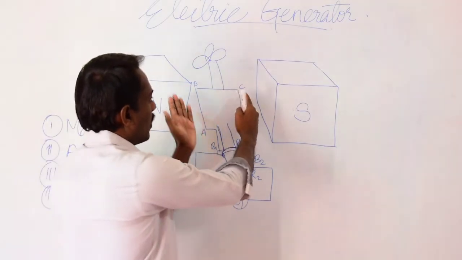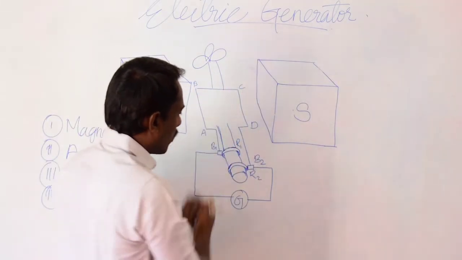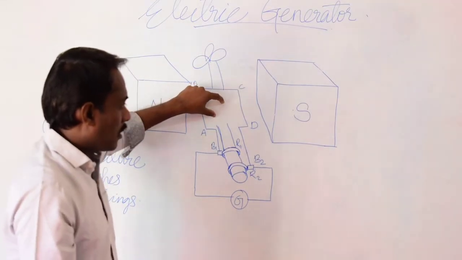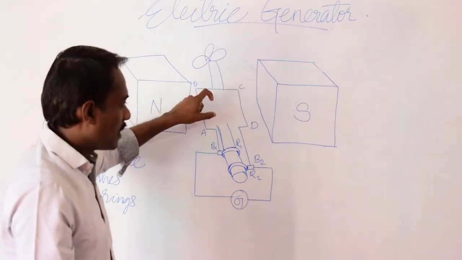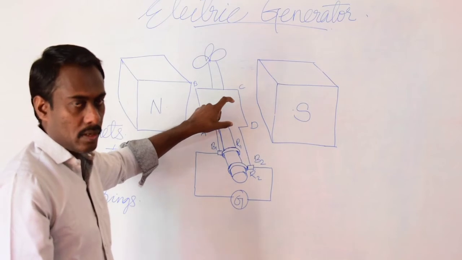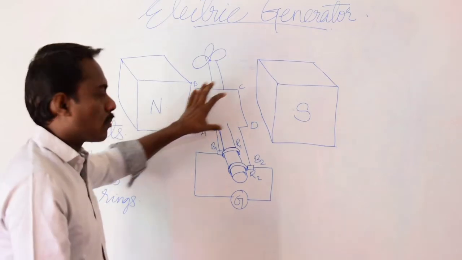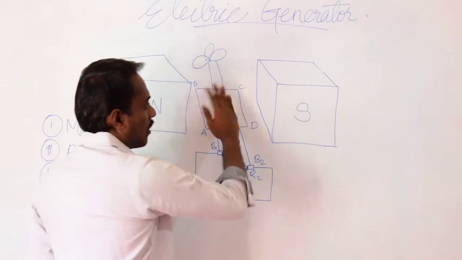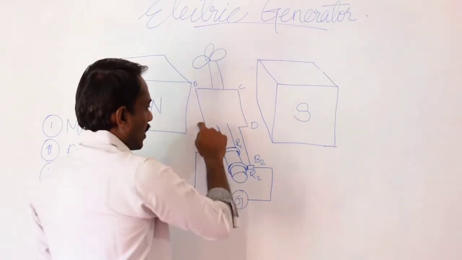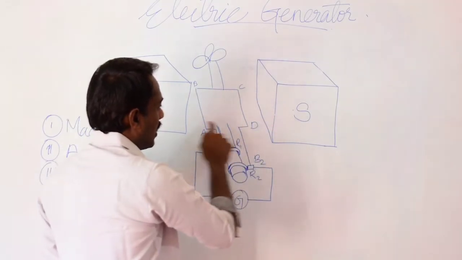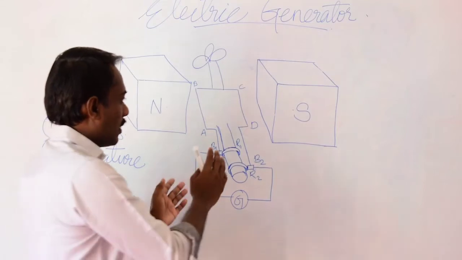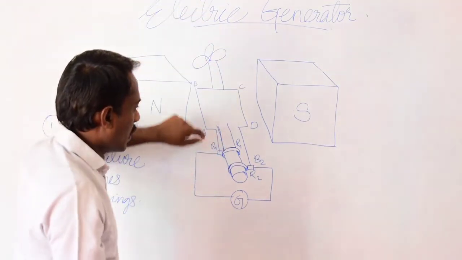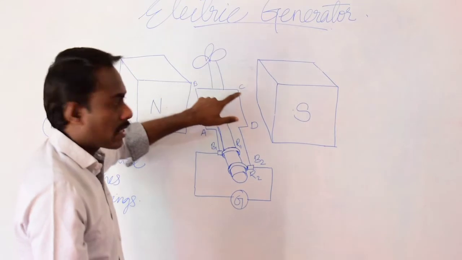The arm AB will go up and CD will go down, and the electric current produced in each turn of the coil is added together, producing a large amount of current. Then after the half rotation, the arm AB will be on this side and CD on that side. Then again it rotates by means of the external force, and the direction of the electric current will change.